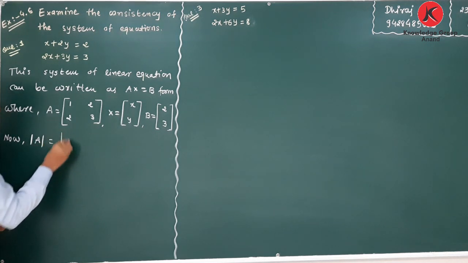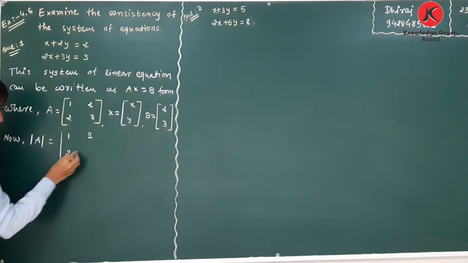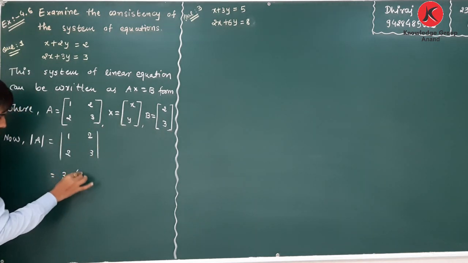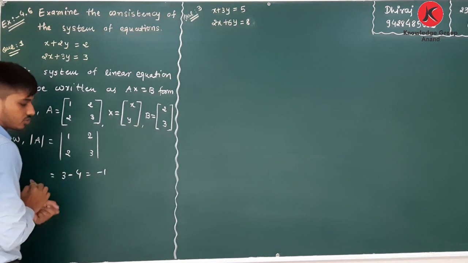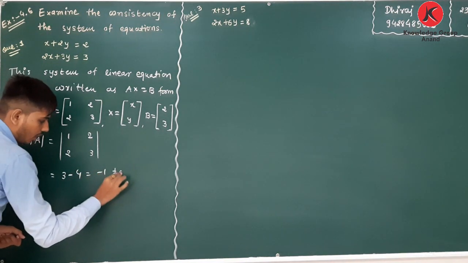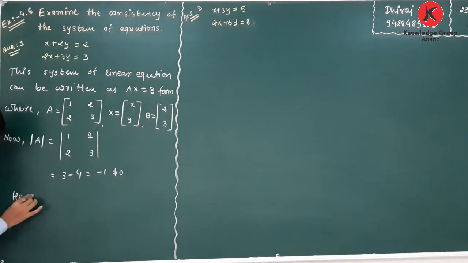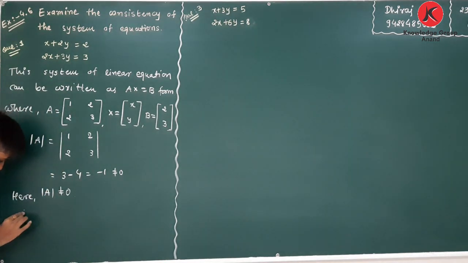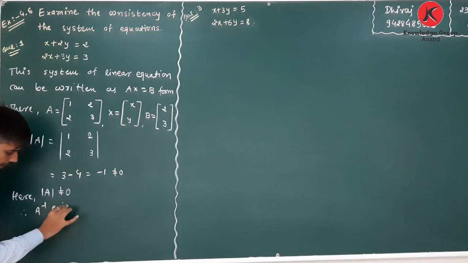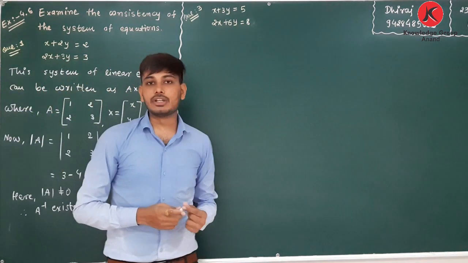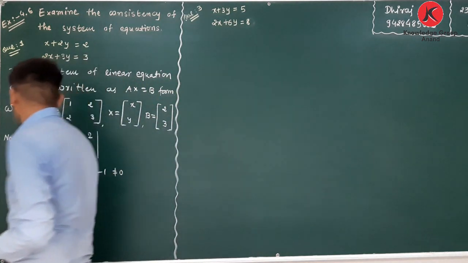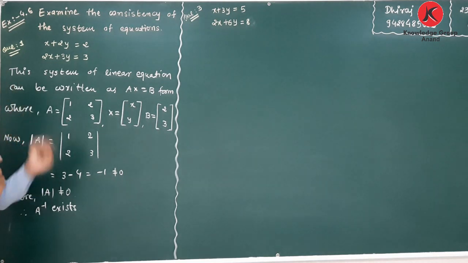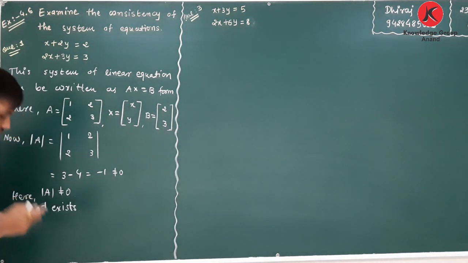What is determinant of A? Here determinant of A is |1 2; 2 3|. Simplifying this determinant, we get 3 minus 4, which equals minus 1, which is not equal to 0. Here determinant of A is not equal to 0. That means we can say that A inverse exists. If A inverse exists, then the system of linear equations has a unique solution. Therefore, it is a consistent equation.